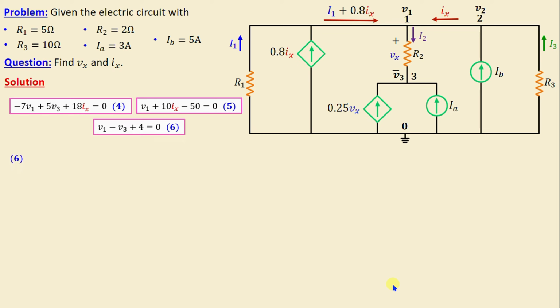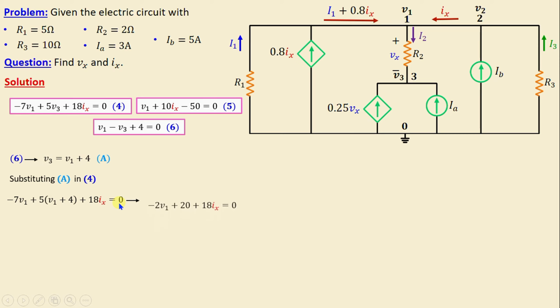Let's start first by equation 6. From equation 6, we can write V3 is equal to V1 plus 4. And now by substituting A in 4, we can write negative 7 V1 plus 5 times V1 plus 4 plus 18 Ix is equal to 0. That means negative 2 V1 plus 20 plus 18 Ix is equal to 0. And from here, we can write V1 is equal to 10 plus 9 Ix.